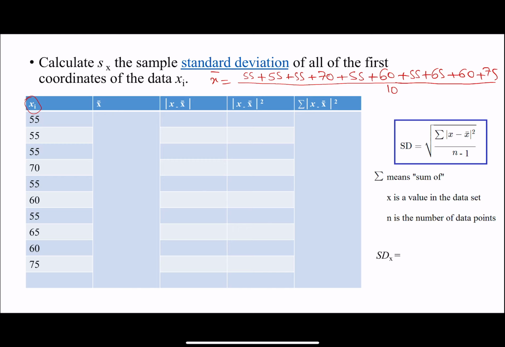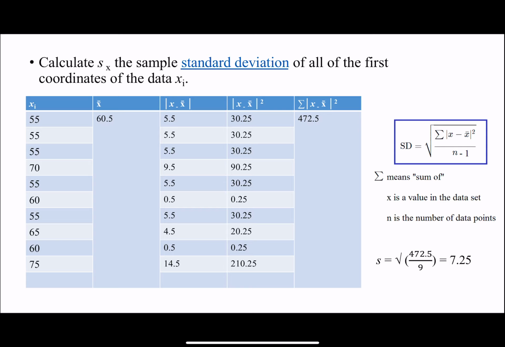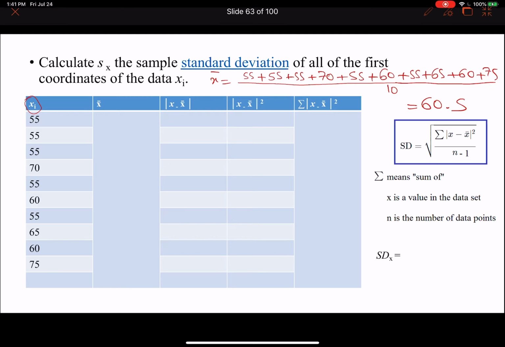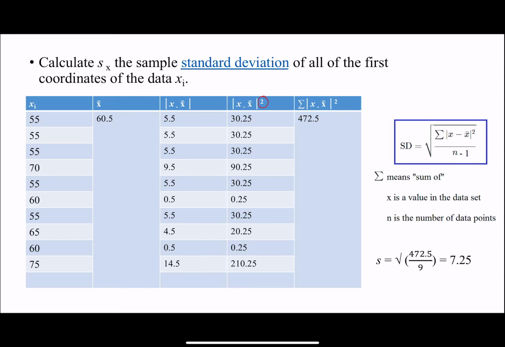When you calculate the mean value, it is 60.5. Then I find the difference between each item and the mean value. The difference between 55 and 60.5 is 5.5. I put the absolute value. If you get a negative value, that doesn't matter. You can keep the negative, or you can just get rid of it, because when you square it in the next column, negative times negative is positive. So each item minus mean value is presented in this column.